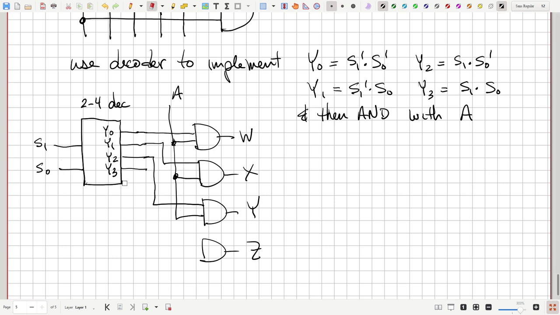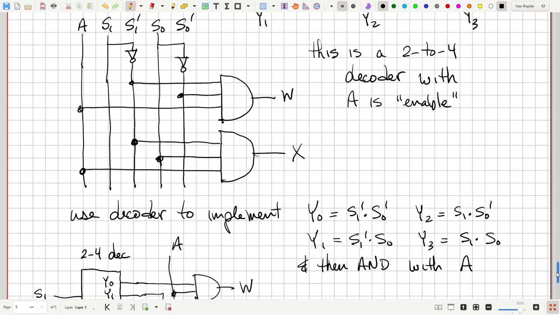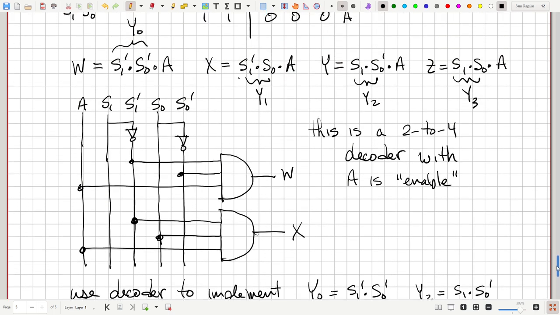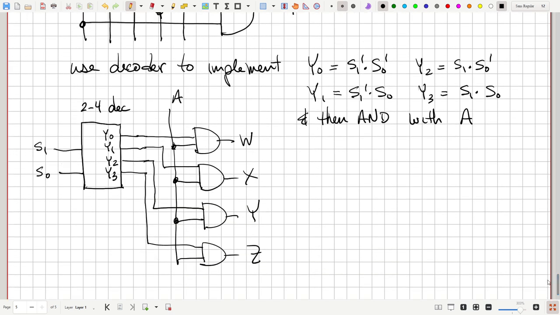Oh, see, I put an extra line there. That's why it confused me. Okay, and then the final one with A. Okay, got a little sloppy on the drawing there, but that's the idea. So we could just use a decoder to implement all of the minterms and then just AND those with the input A, and that would be another way to implement the demultiplexer. Or if we had an actual 2-to-4 demultiplexer with an enable signal, then A could just be the enable signal.